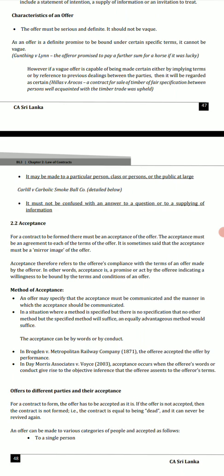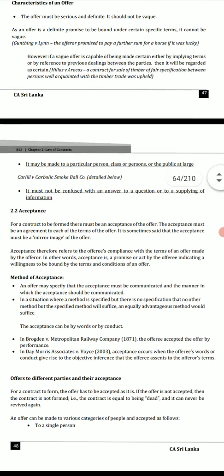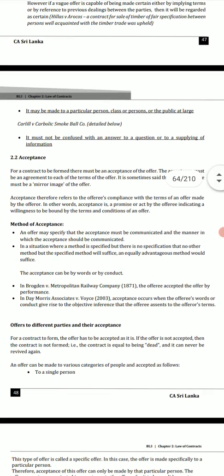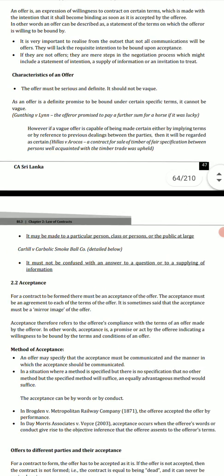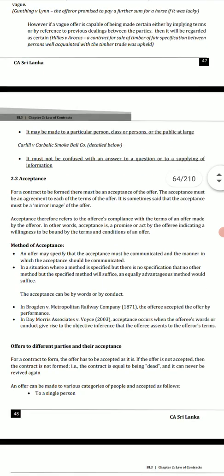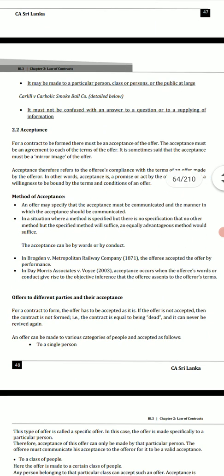The offer may be made to a particular person, a class, or the public at large, and it must not be confused with the answer to a question or the supplying of information. So that iconic case, Carlill versus Carbolic Smoke Ball, as I said before, Google it. That's your homework.